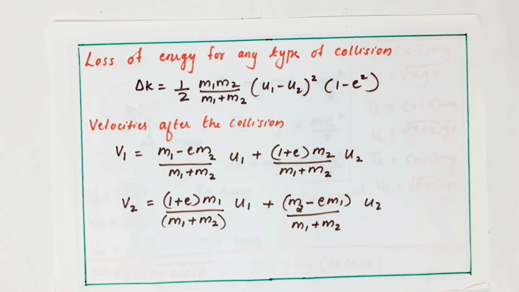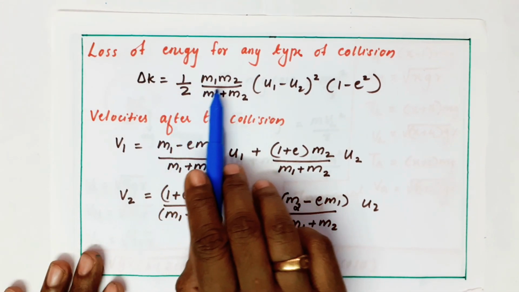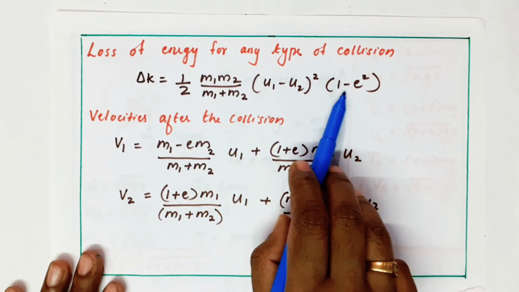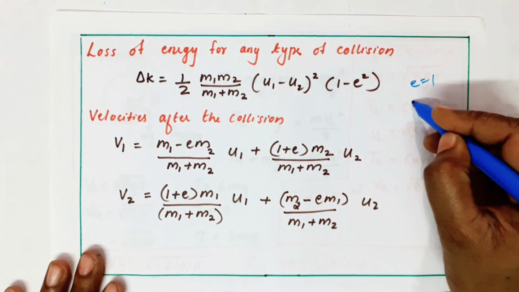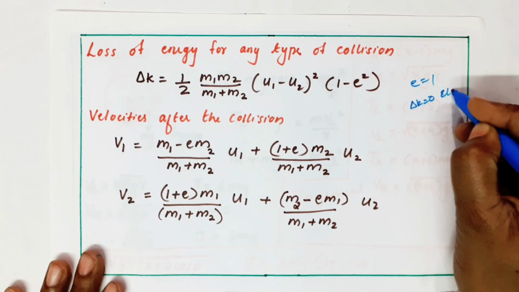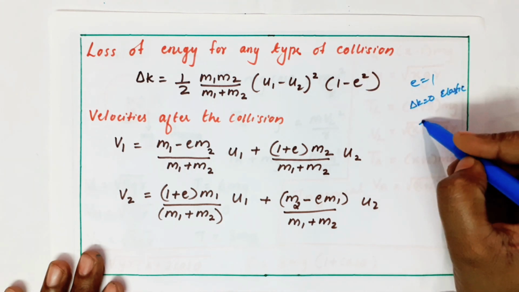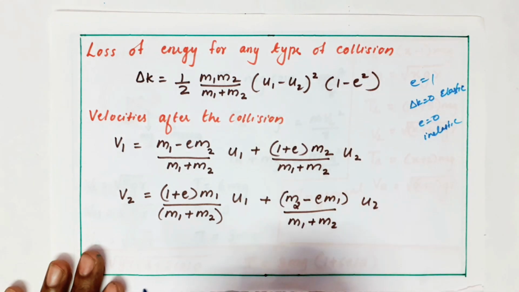Now I am going to the case in which, as I already told you, in inelastic collision there will not be conservation of energy, so definitely there will be some loss in energy. The loss in energy you can find by half m1 m2 by m1 plus m2 into u1 minus u2 the whole square into 1 minus e the whole square. Take the case e equal to 1: the entire term will be 0, meaning delta K equals 0 for which collision? Elastic. But in inelastic collision we know that e value equals 0, so according to that you will get the term.